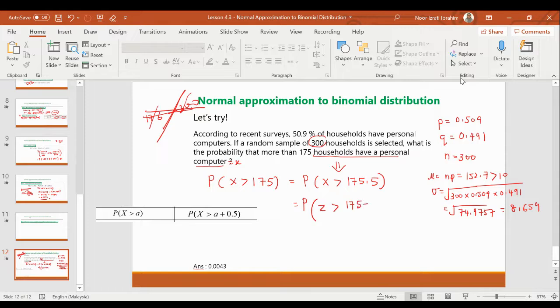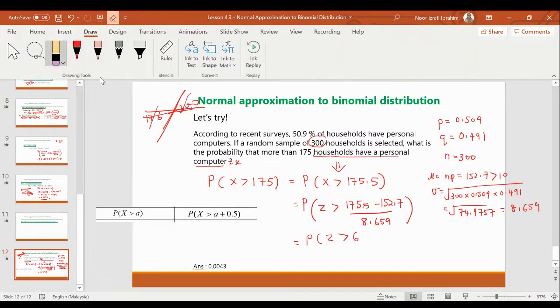So transform the x to become z: 175.5 minus mean 152.7, divided by standard deviation 8.659. Then we will have the probability when z is greater than 2.63.